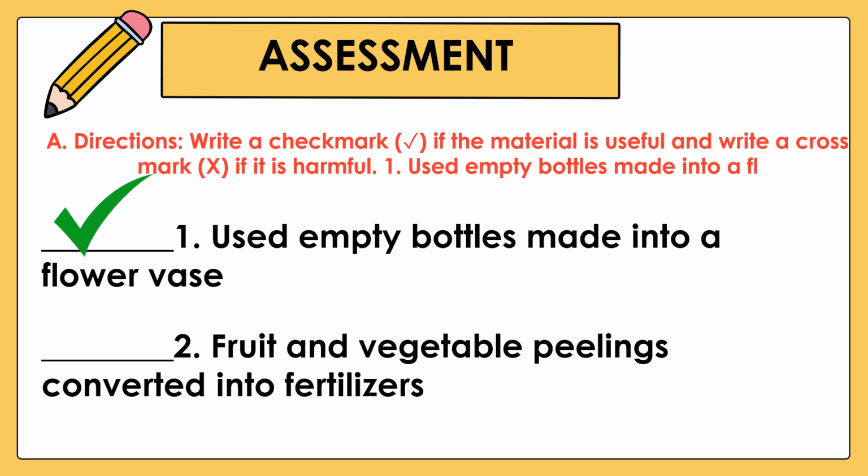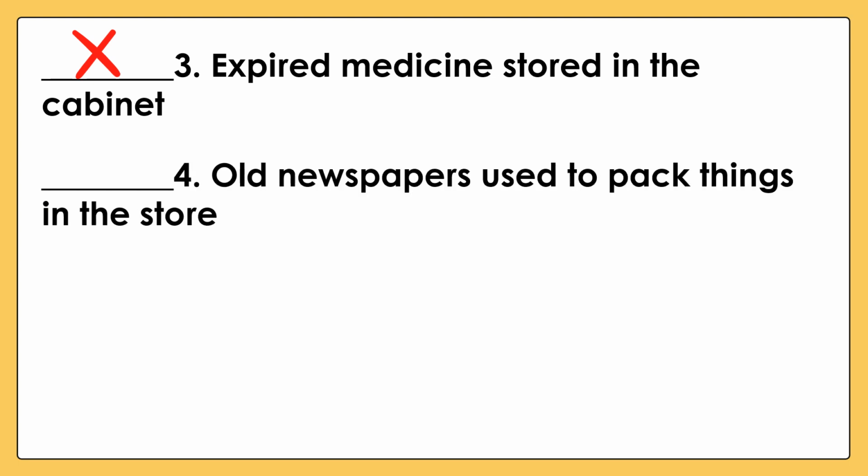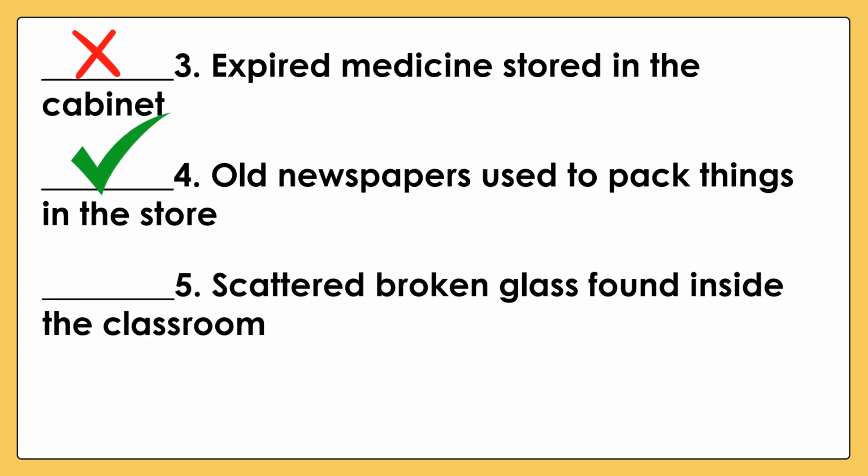Number 2, fruit and vegetable peelings converted into fertilizers. Is it check or X? The correct answer is check. Number 3, expired medicine stored in the cabinet. Is it check or X? It's X. Number 4, old newspapers used to pack things in the store. Is it check or X? Of course, it's check. And last, number 5, scattered broken glass found inside the classroom.